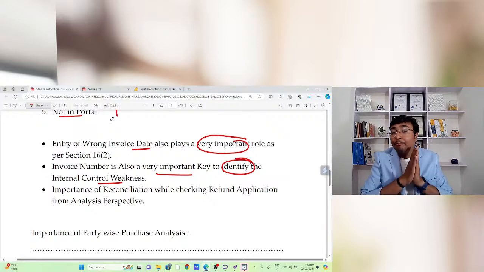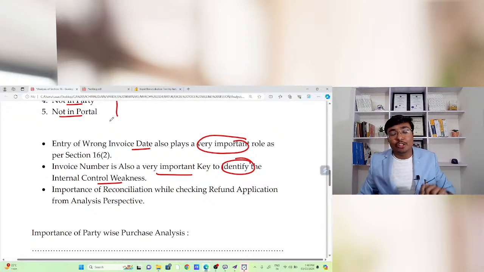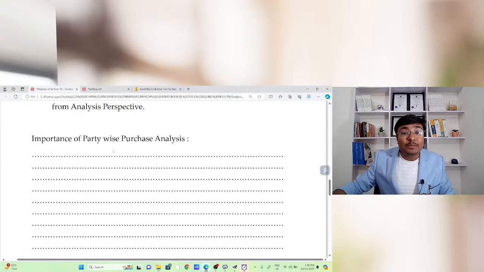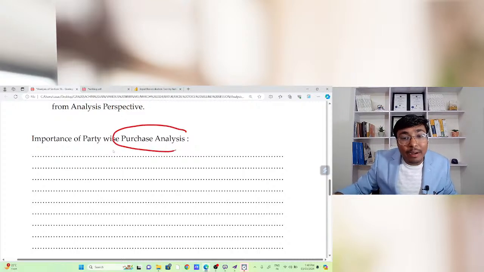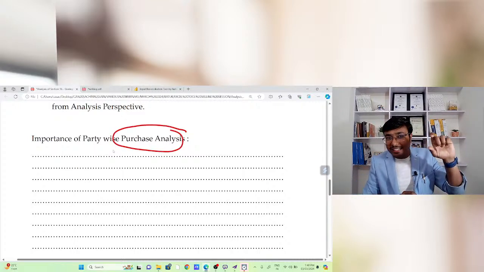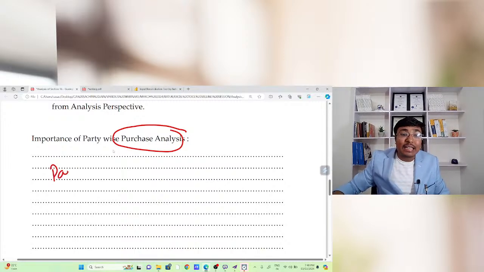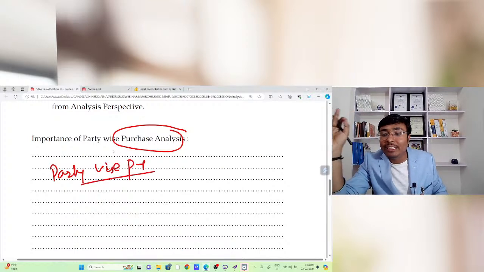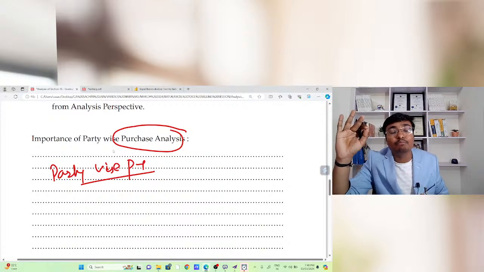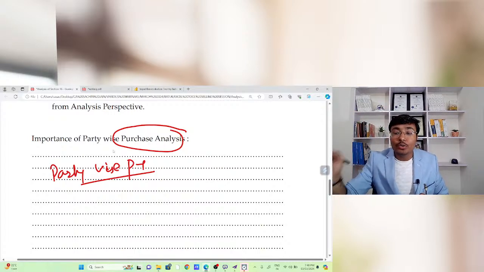So now, the most important thing, which we are not going to focus on, is my purchase analysis party wise. When you will check the data of your client, when you will file the GSTR 9 return of your client, at that time, you just need to ensure the party wise purchase analysis. Because when the department comes up with a business audit, or when the department comes up with a special audit, in that case you just need to check these type of things as well.